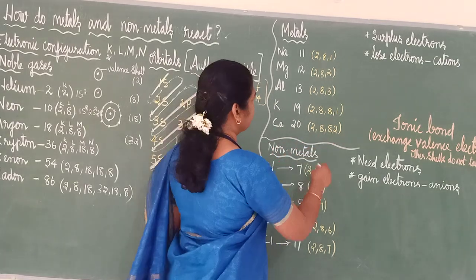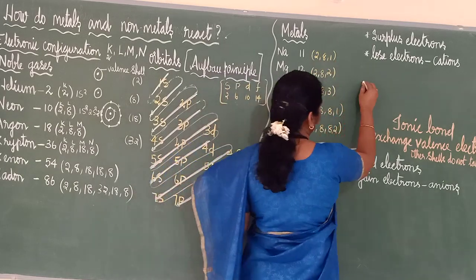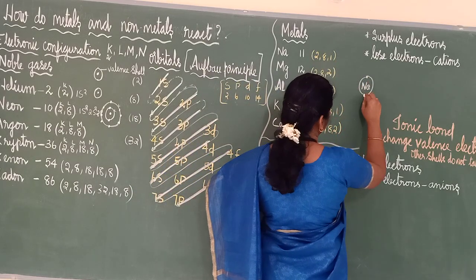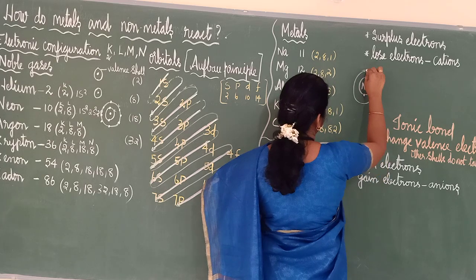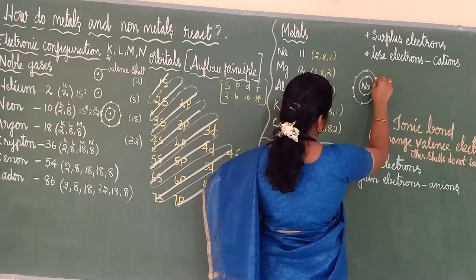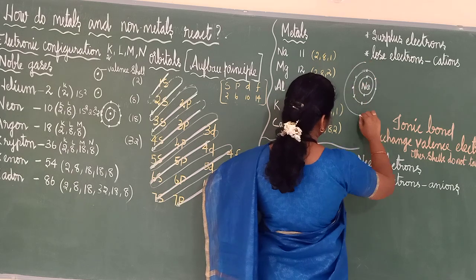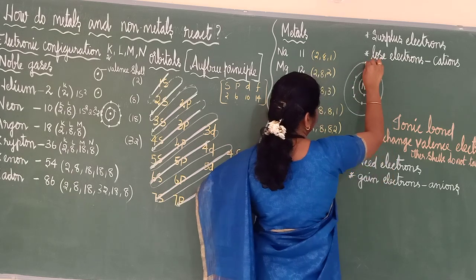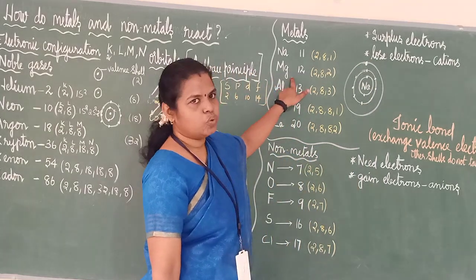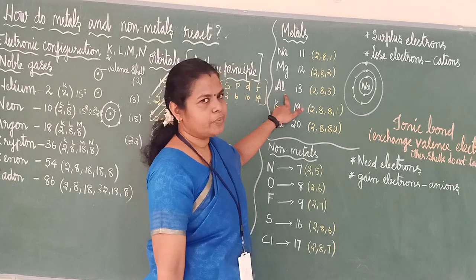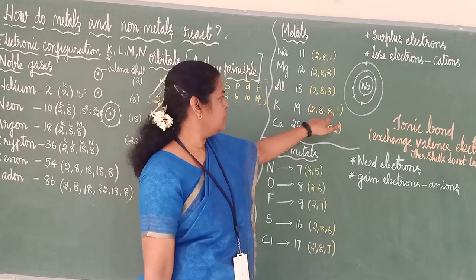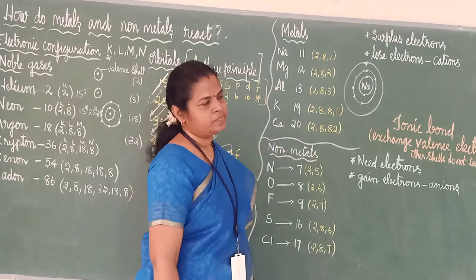Okay. How many shells will be there here? 3 shells will be there. We will write sodium. In the first shell you will get 2. In the second shell you will get 1, 2, 3, 4, 5, 6, 7, 8. In the third shell you will have 1. Same way in magnesium you will get 2 in the outermost shell. In aluminium you will get 3. In potassium you will get 1. In calcium you will get 2.